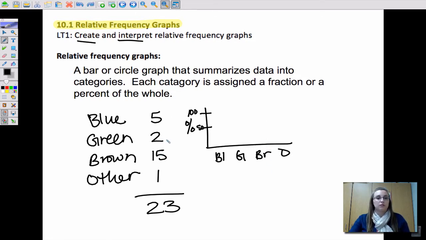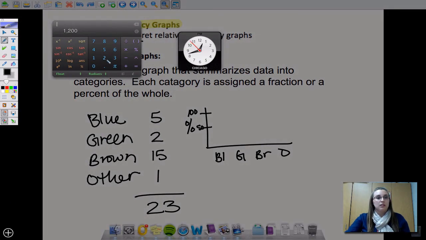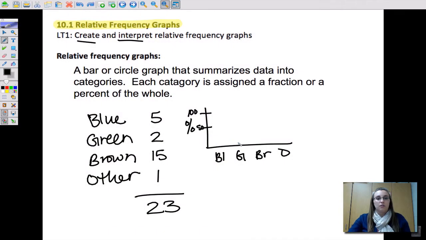So let's say we were going to graph green. That's 2 out of 23. So what I would do is I'd take 2 divided by 23 to tell me 0.0869, that's my decimal, times that by 100 to give me a percent. That's 8.69%. So I would make a bar that showed about what I thought would be 8%, probably a little bit lower than that even, for green eyes.